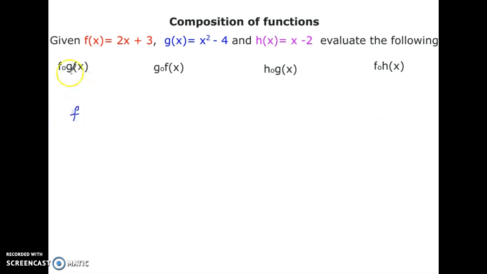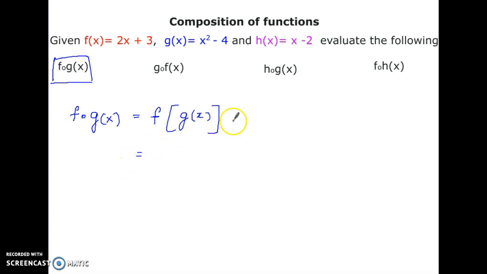So I'm going to do the first problem over here, f of g of x. The first function here is f. I'm going to leave that f outside, and I'm going to put the g of x in square brackets here. This lesson is almost a continuation of the lesson called evaluate functions. So if you have questions on how to evaluate functions, watch that video first and then watch this one, which will make it easier.